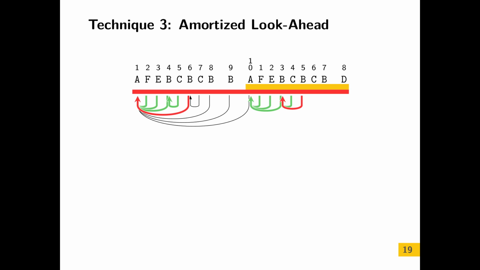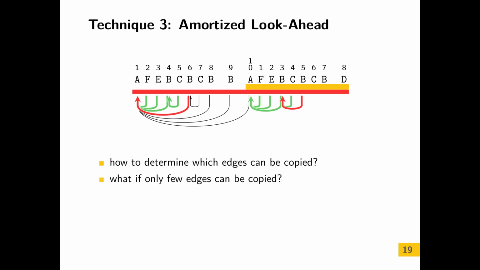In our paper, we show how to efficiently find out which edges can be copied, and also how to deal with the situation if only few edges can be copied. We prove that if only few edges can be copied, then we can perform the run extension and thus copy many additional edges immediately afterwards. I hope I could give you a conceptual understanding of our algorithm. I will conclude the presentation with a brief summary of our results.